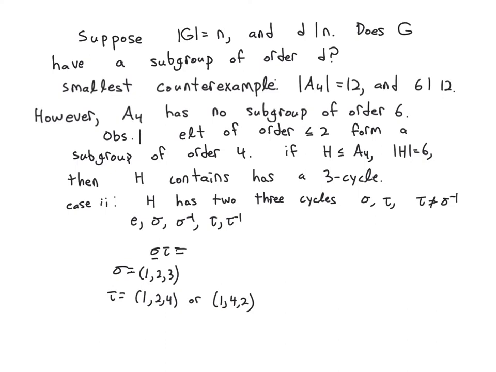Well, what happens in the first case? 1, 2, 3, 1, 2, 4 becomes, well, 1 goes to 2, 2 goes to 3, 3 goes back to 1, 4 goes to 1, 1 goes to 2, 2 goes to 4. Oh, you get an element of order 2.